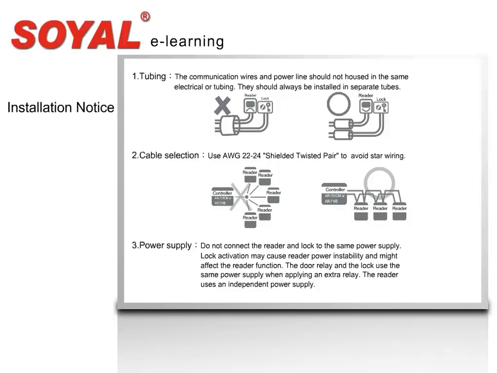Do not connect the reader and lock to the same power supply, because lock activation may cause the reader's power to be unstable and cause the reader to be non-functional. Internal relay and the lock should use the same power when connected to an external relay. And the last one, our reader should use an independent power supply.